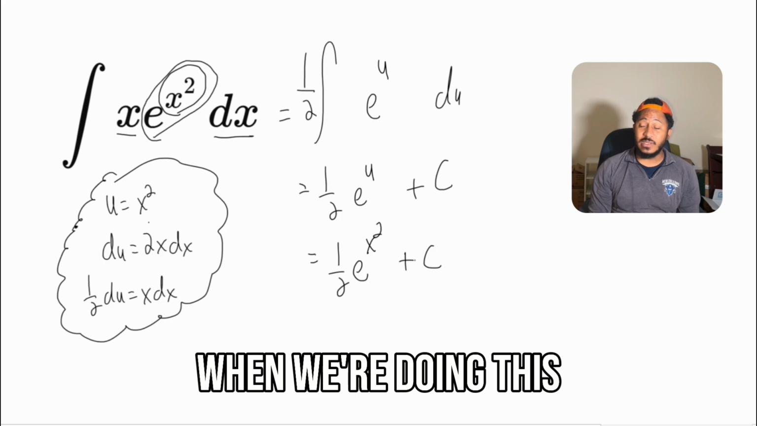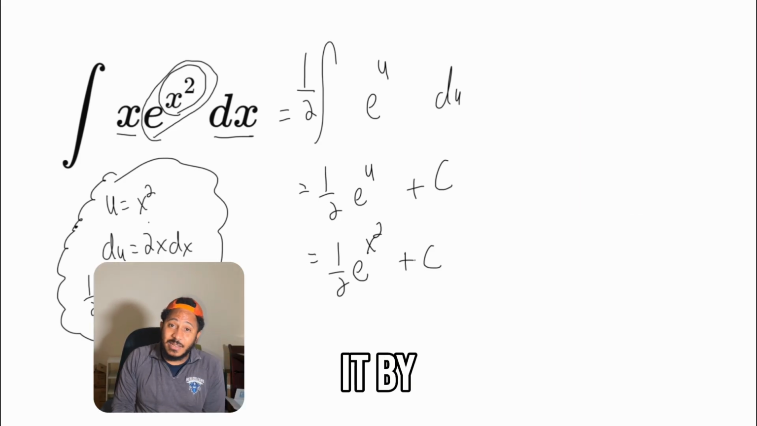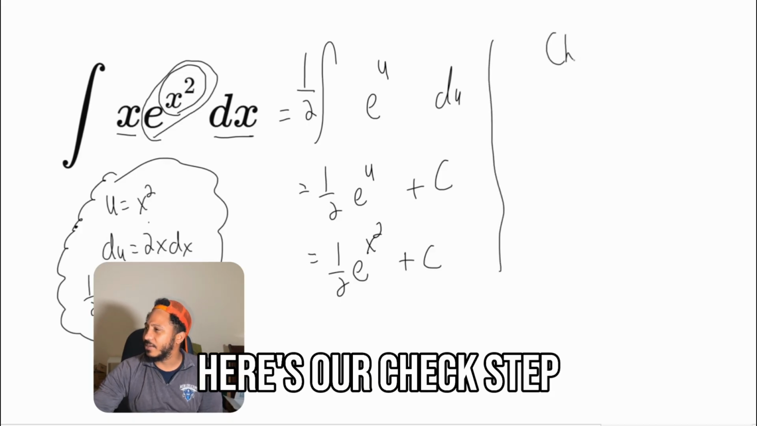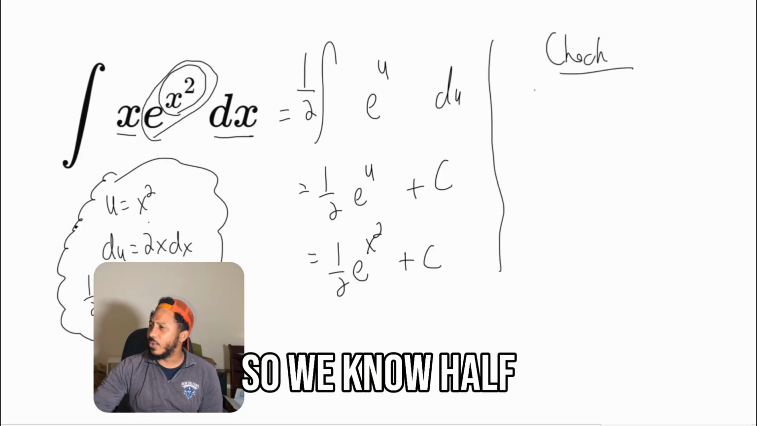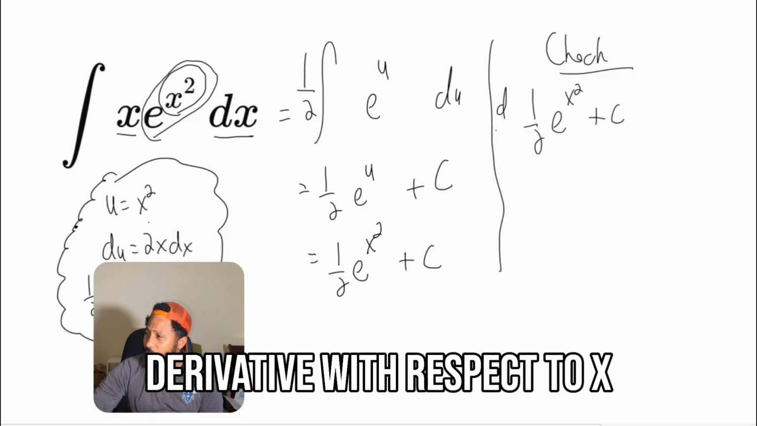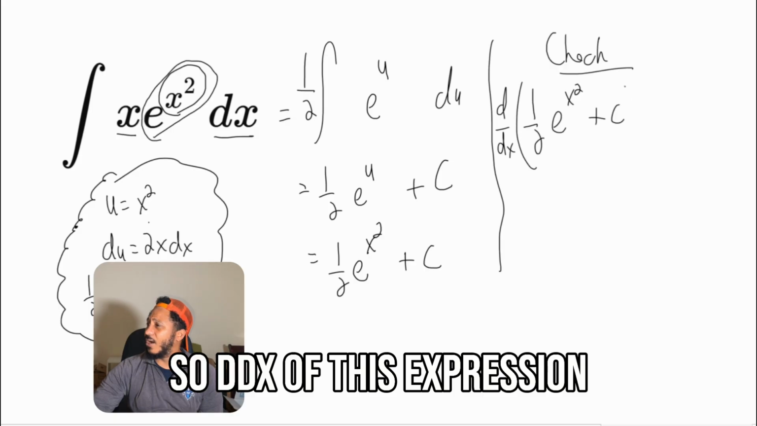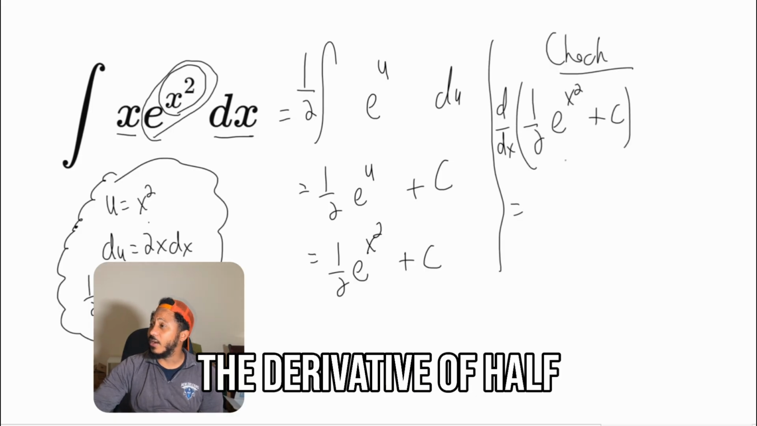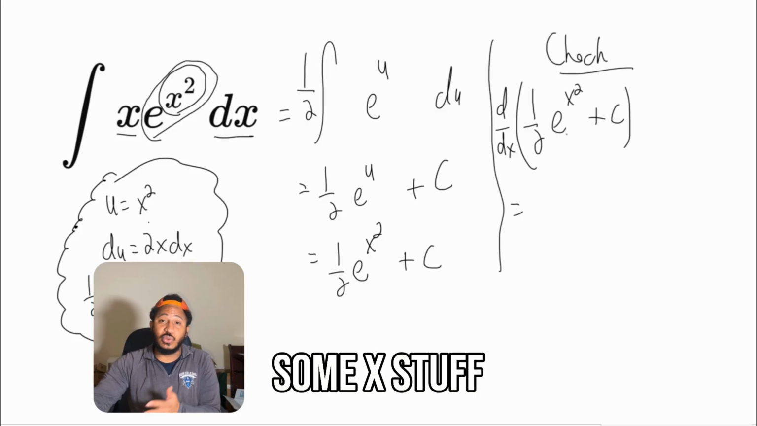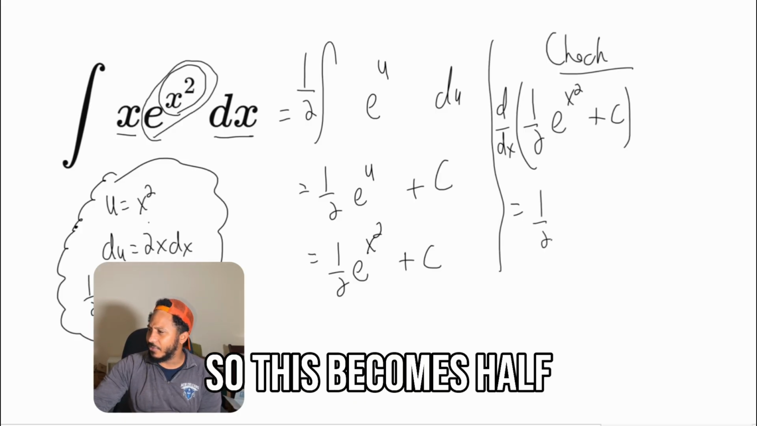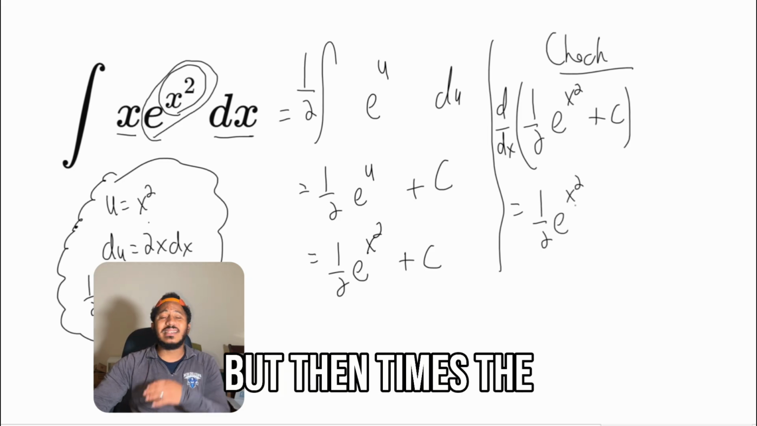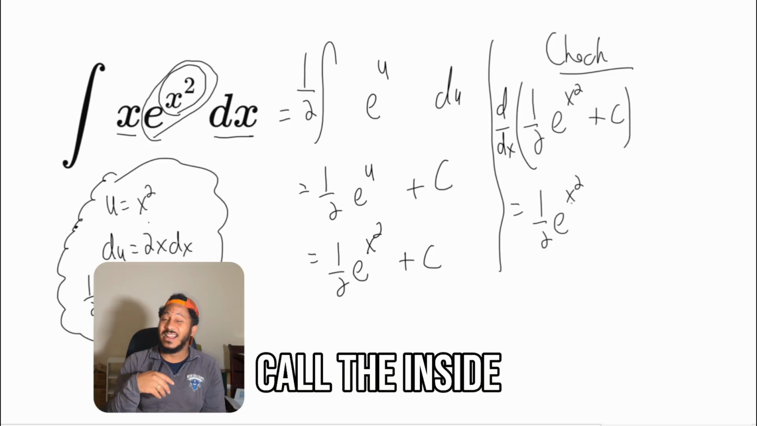Now, the best thing about integrals is that we can always check it by just taking the derivative. So if I wanted to check this, here's our check step. We'd check by just taking the derivative. So we know half e to the x squared plus c. Now I'm taking the derivative with respect to x, so d dx of this expression. Well, the derivative of half e to the x squared, that constant comes down if it's attached to some x stuff. So this becomes half, and then the derivative of e to the something is e to the something, but then times the derivative of the inside. It's by our chain rule.